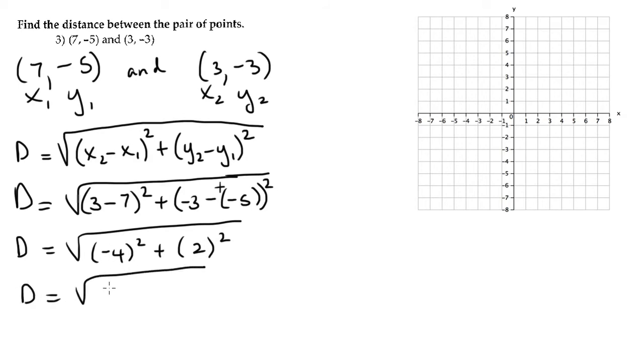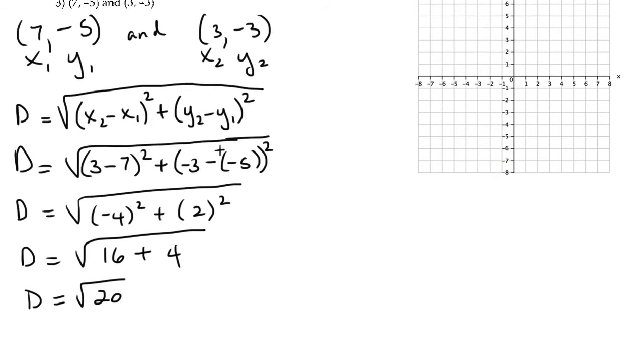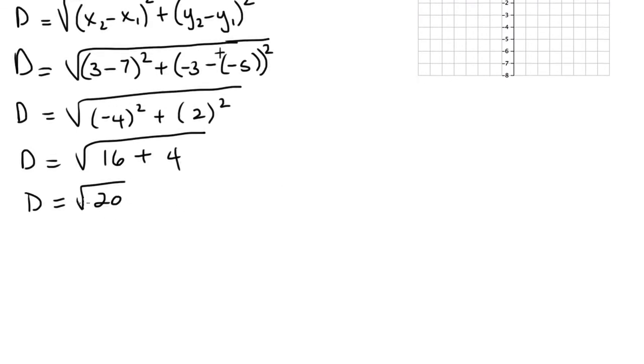Distance between those 2 points is going to be the square root of 16 plus 4, which is the square root of 20. Not done yet, because you can simplify that radical.